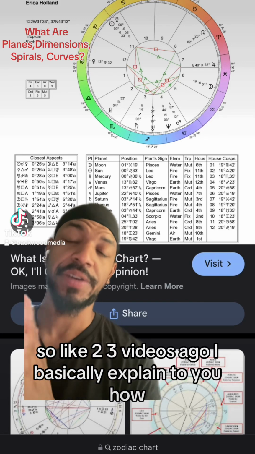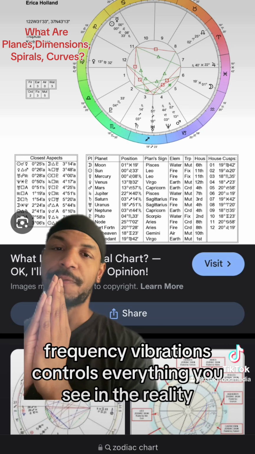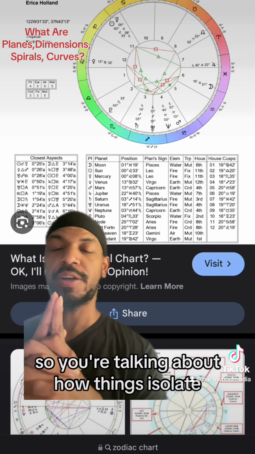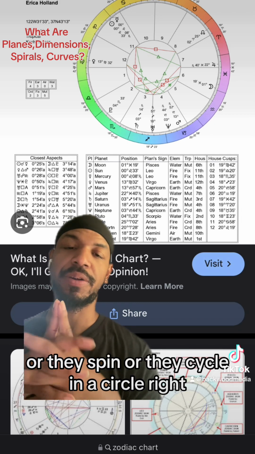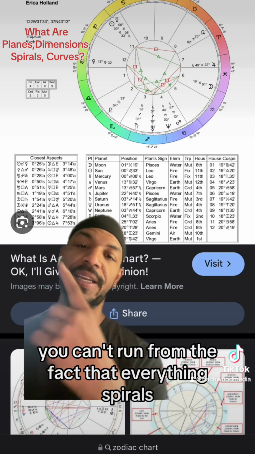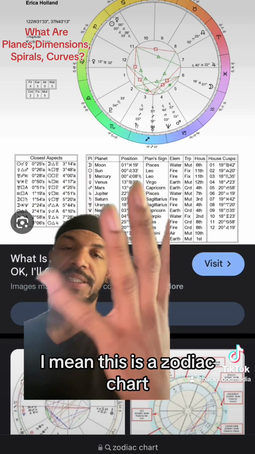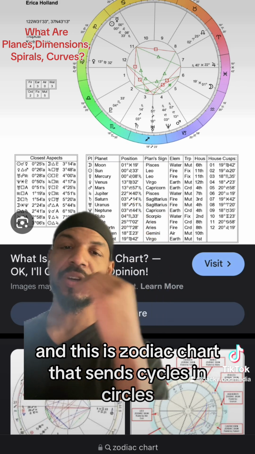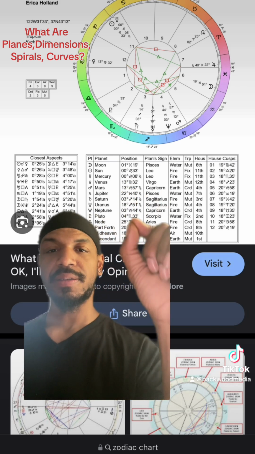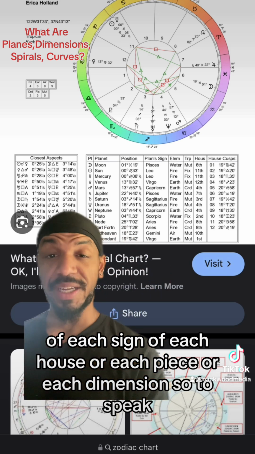So like 2, 3 videos ago, I basically explained to y'all how frequency and vibration control everything you see in reality. So you're talking about how things oscillate or they spin or they cycle in a circle, right? So no matter what you do, you can't run from the fact that everything spirals no matter where you go in reality. Like this is a zodiac chart, and there's a zodiac chart that's in cycles and circles. You have degrees of each sign, of each house or each piece or each dimension, so to speak.